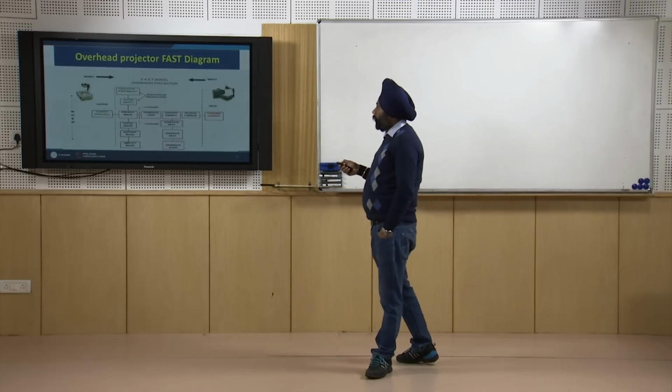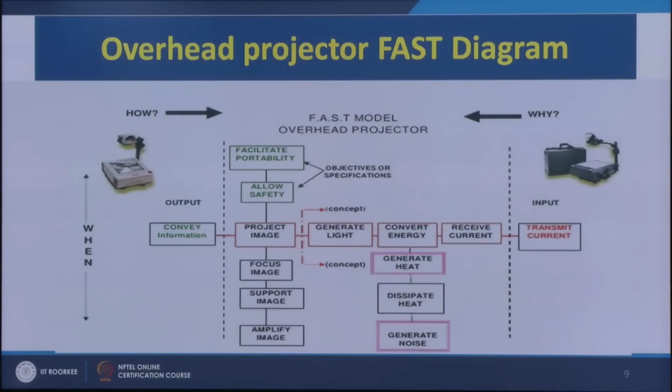This is again an example of a FAST diagram, for an overhead projector. From the left hand side you ask how type of questions, from the right hand side you ask why type of questions. This is a FAST model for an overhead projector. Let me go from one direction to the other. The higher order function is to convey the information. How can we convey the information? By projecting the image. How can we project the image? By generating light. How can we generate light? By converting the energy. How can we convert the energy? After we receive the current. How will we receive the current? When the current is transmitted.